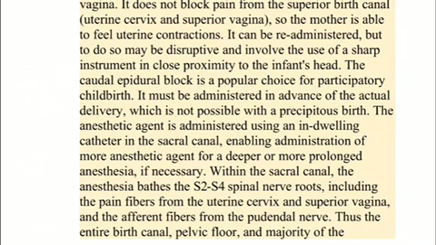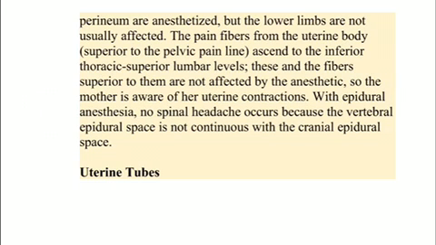So as a result, the entire birth canal, that's the pelvic floor and majority of the perineum, are anesthetized, but the lower limbs are not affected. So the lower limbs are spared. The pain fibers from the uterine body, which are superior to the pelvic pain line, are sent to the inferior thoracic, superior lumbar levels. So the fibers superior to them are not affected by the anesthetic agent.